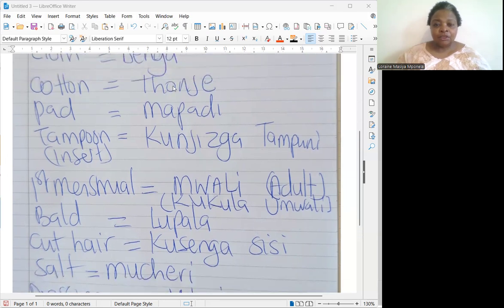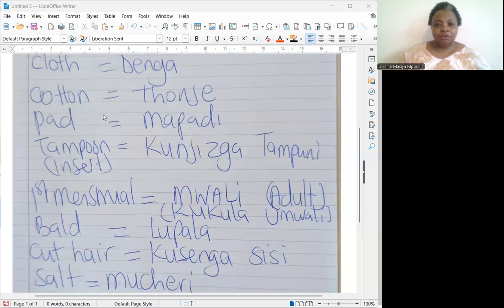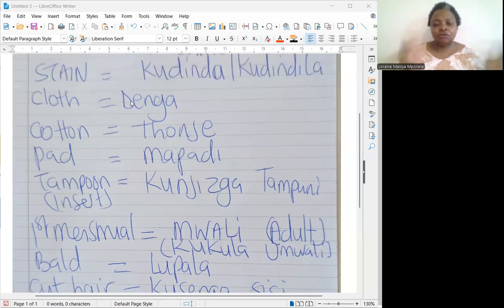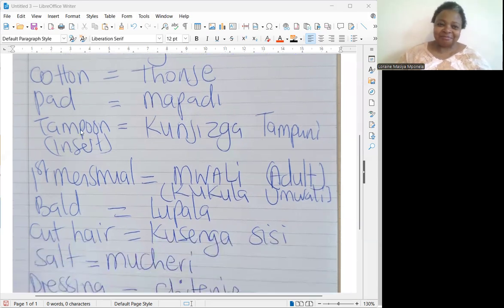We use cotton a lot, I think, because we grow cotton a lot. So cotton is the most common one. Very common. Even in hospital, cotton is common. Padi, mapadi. But I still had to bring this because it's also still in use. Maybe I'm out of touch, but hey ho. Mapadi, tamponi.